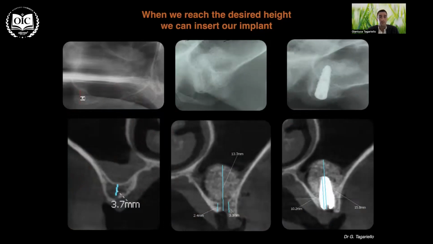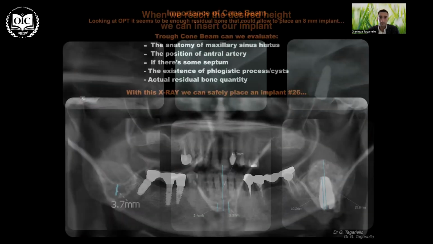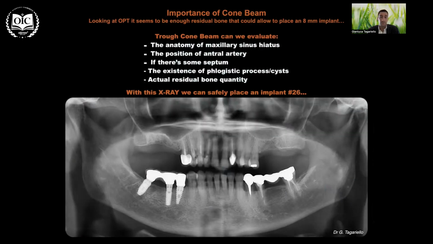When we reach the desired height, we can insert our implant, and we can check every step with the use of X-ray or with the use of CBCT. In this case, we start from 3.7 millimeter of residual bone. We reach 13.7 millimeter with the use of bone, and after we insert the implant, we reach 15.8 millimeter of new regenerated bone. So it's very important to use CBCT to evaluate the situation of the patient.